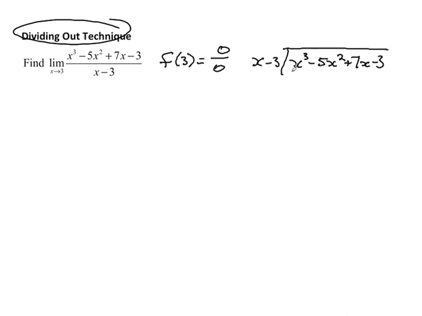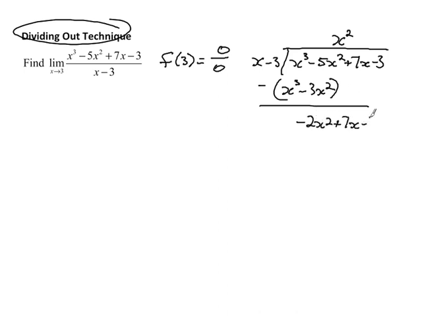How many times does x go into x cubed? It goes in x squared times. So I'll have x squared, multiply it, I'll get x cubed minus 3x squared. So I need to subtract that component. And when I do, this becomes negative x cubed, so that's a 0. This becomes positive, so this gives me a negative 2x squared plus 7x minus 3.